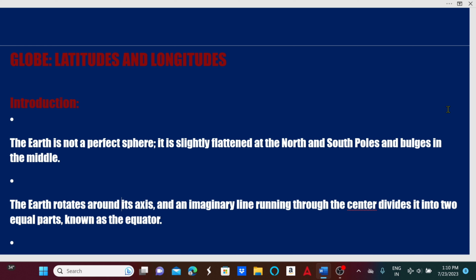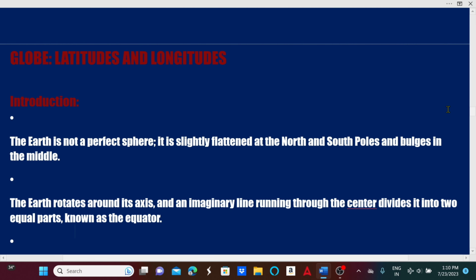The Earth rotates around its axis, and an imaginary line running through the center divides it into two equal parts, known as the equator. It means the line between the Earth, in the middle of the Earth, that divides the Earth into two parts. That line is called the equator. It is an imaginary line, actually, not in real. The part where Earth is dividing into two parts is the equator. That was called equator actually.